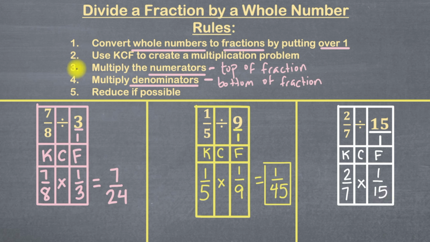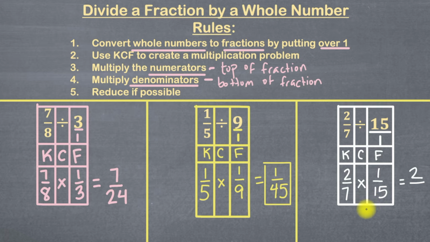So now we can go to rule 3, which is to multiply the numerators, and the numerators are just the tops of our fractions. Here we've got 2, and here we've got 1. So 2 times 1 equals 2. And then we go to step 4, which is to multiply our denominators. So our denominator here is 7. Our denominator here is 15.